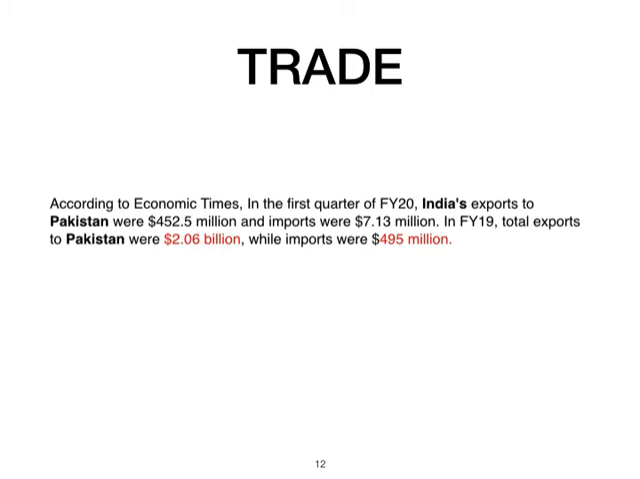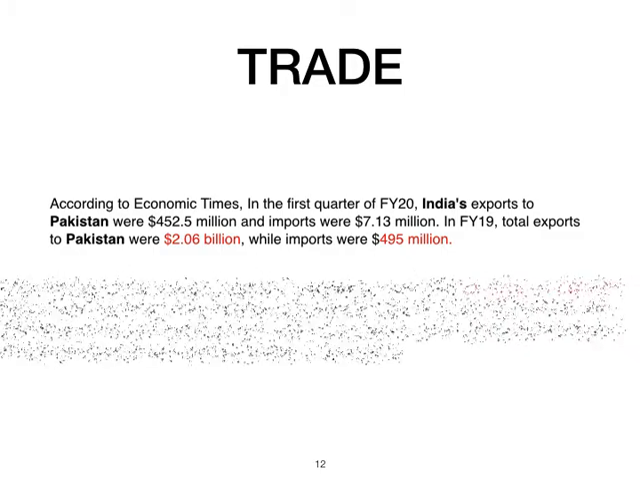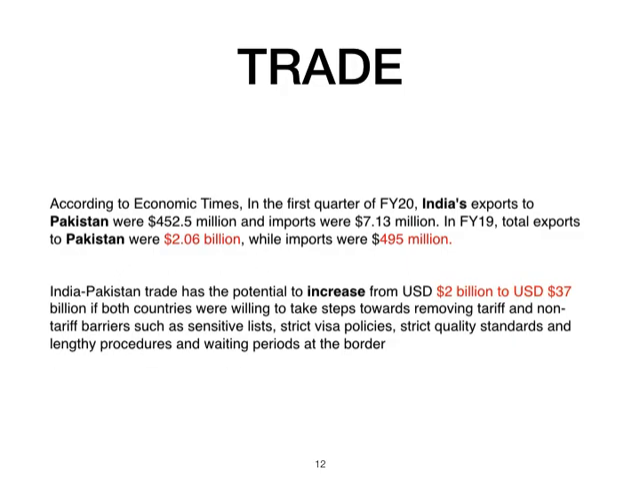Despite even the crucial circumstances, trade kept happening, especially the exports of vegetables, goods and spices. That's always there. So trade is happening, which also gives a boost to the local economy on both sides of the border, and that's an important point of concern between the two countries. India-Pakistan trade has a lot of potential to increase from $2 billion to $37 billion if both countries are willing to take steps towards removing tariffs, and if they can support each other at the international level, it can improve the situation a lot.